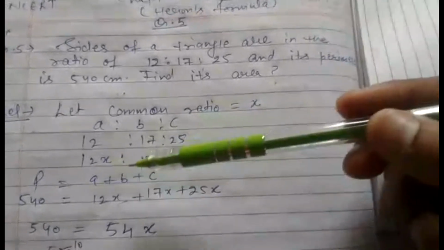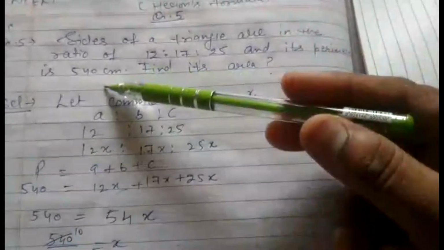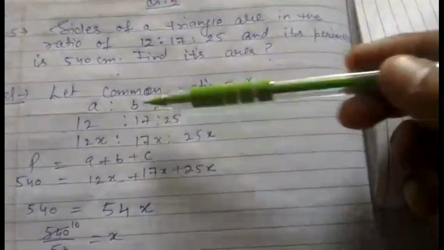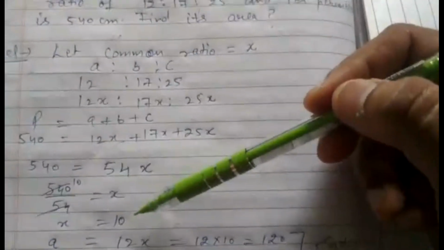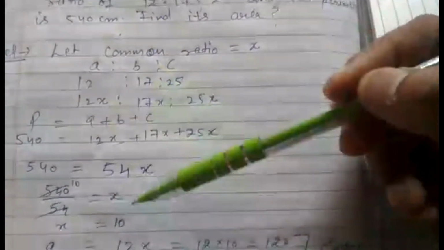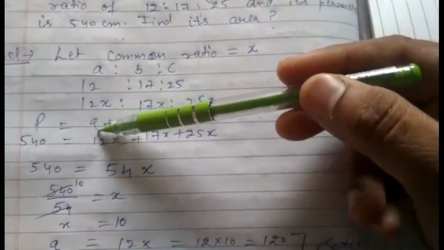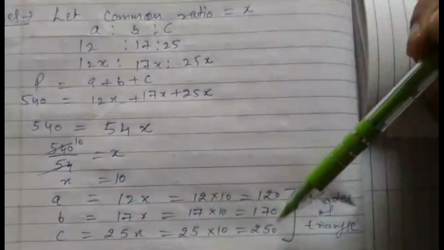Now the perimeter will be a plus b plus c. We add them, and the perimeter is given as 540 centimeter, so we keep them equal. So the value of x will be 10. Now by putting this value in a, b, c, we can find the proper values of the sides of the triangle. So a is 12x, it will be 120. b is 17x, after putting the value of x it will be 170. c is 25x, it will be 250. So these are the sides of the triangle.